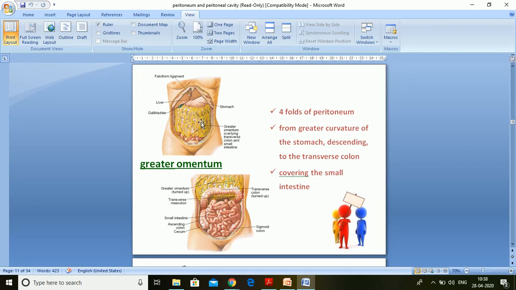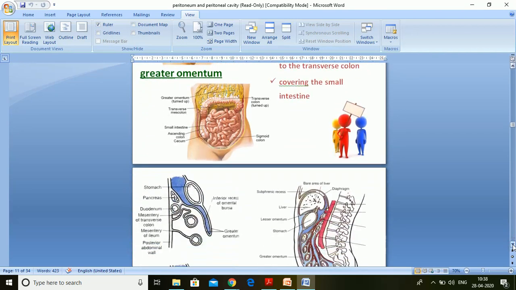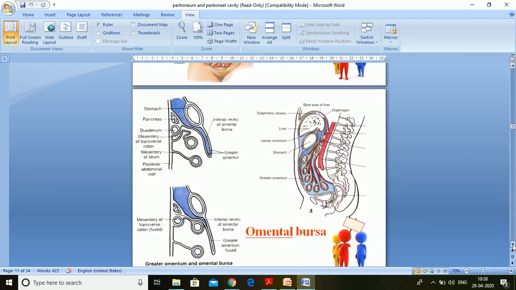This is called as a shield for the entire abdominal cavity. So it's an army guard for the entire abdominal cavity. So it's going to cover the coils of small intestine. The greater omentum is a 4-layered membrane or a 4-layered ligament which covers the entire coils of intestine.